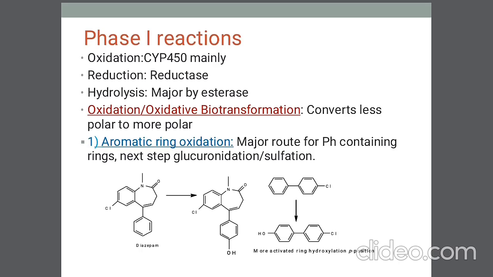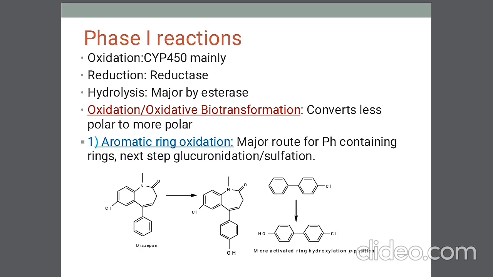So see how specific the enzyme is. It selectively takes the ring which is activated, and only that activated ring will undergo aromatic ring oxidation, and again the oxidation occurs at the para position. Please remember this. In aromatic ring oxidation, all the metabolites you will see are at the para position of the aromatic ring.